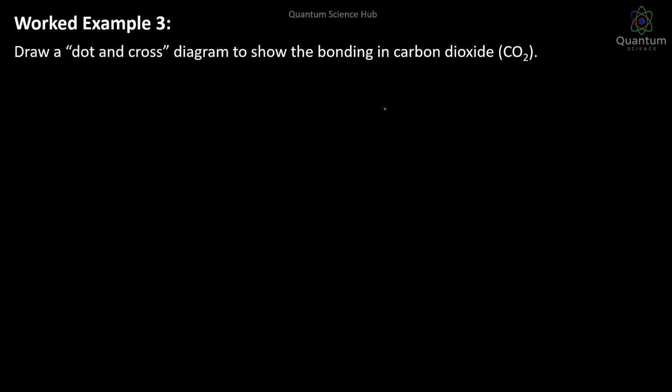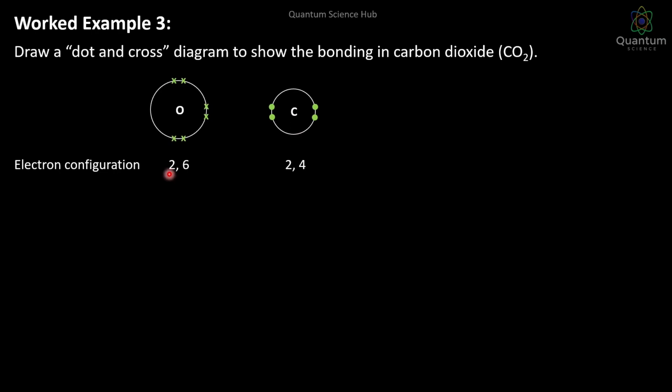Okay? Next example. Draw a dot and cross diagram to show the bonding in carbon dioxide, CO2. In here, we have to know the electronic configuration for carbon and oxygen. So as we know, the proton number for oxygen is 8. So the electronic configuration is 2, 6. And the atomic number for carbon is 6. So the electronic configuration is 2, 4. What we need to draw is the valence electron only. Okay, so the valence electron is 6. So that's why you draw in here 6 electrons for oxygen and 4 electrons for carbon.